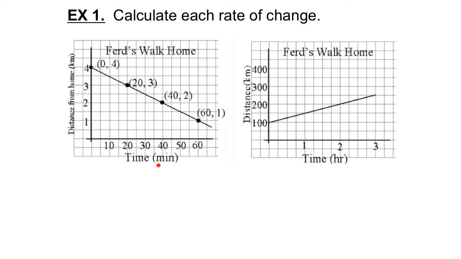So here I have my independent variable, time, and my dependent variable, distance from home. So if I'm to calculate the rate of change for this graph, I need to remember the rate of change is equal to the rise over the run. So the change in y over the change in x. So to figure that out, I just have to find 2 points on the line.